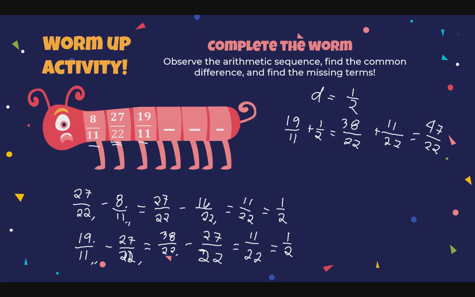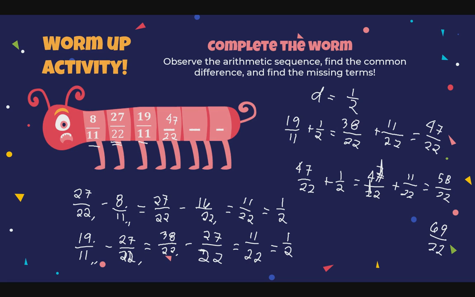So 47 over 22. After 47 over 22, let's add 1/2 to that fraction. We will just copy 47 over 22 plus 11 over 22, which is equal to what? Very good, 58 over 22. So from 58 over 22, that's just another 11 over 22 for the sixth term. It will be 69 over 22. 58 over 22 can be reduced as 29 over 11.